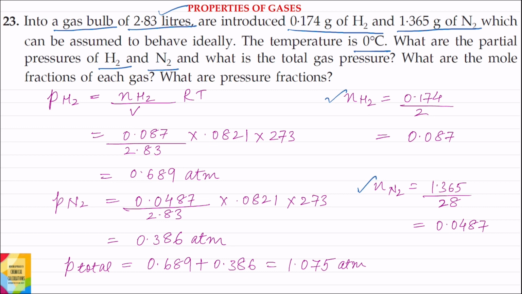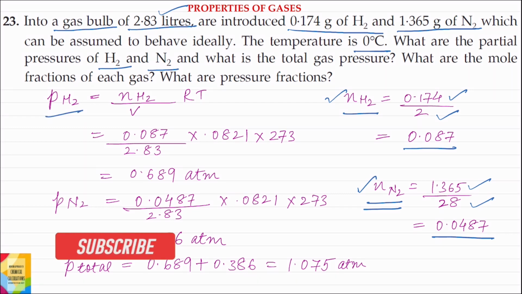मोल्स ऑफ हाइड्रोजन होगा वेट ऑफ हाइड्रोजन डिवाइडेड बाय मॉलिक्यूलर वेट ऑफ हाइड्रोजन. वेट ऑफ हाइड्रोजन गिवन है क्वेश्चन में, दैट इज 0.174 ग्राम डिवाइडेड बाय मॉलिक्यूलर वेट ऑफ हाइड्रोजन, दैट इज 2. सो मोल्स ऑफ हाइड्रोजन हो गया 0.087 मोल्स. Similarly, moles of nitrogen will be equal to weight of nitrogen divided by molecular weight of nitrogen. Weight of nitrogen हो गया 1.365 gram given in the question divided by molecular weight of nitrogen, that is 28. So moles of nitrogen है 0.0487 moles.